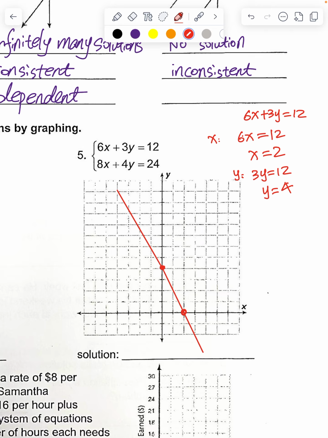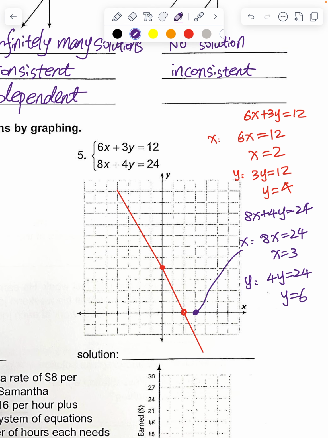Okay, second graph. 8x plus 4y equal to 24. x-intercept. 8x equal to 24. x equal to 3. The y-intercept. 4y equal to 24. y equal to 6. So x equal to 3 is right here. y equal to 6. 1, 2, 3, 4, 5, 6. y is right here.